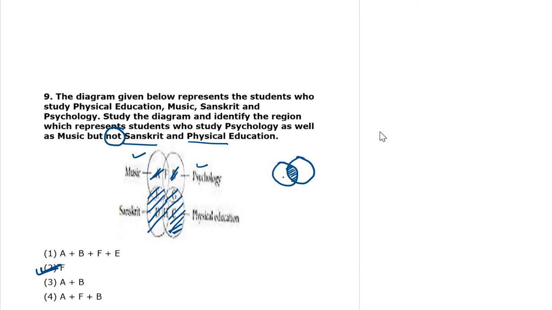Some of them write A, F, B. That is wrong, because some of A are learning Sanskrit and some of B are learning physical education. That is what this portion represents. This is the common portion of these two. So we have to eliminate this one. So we are getting F only.